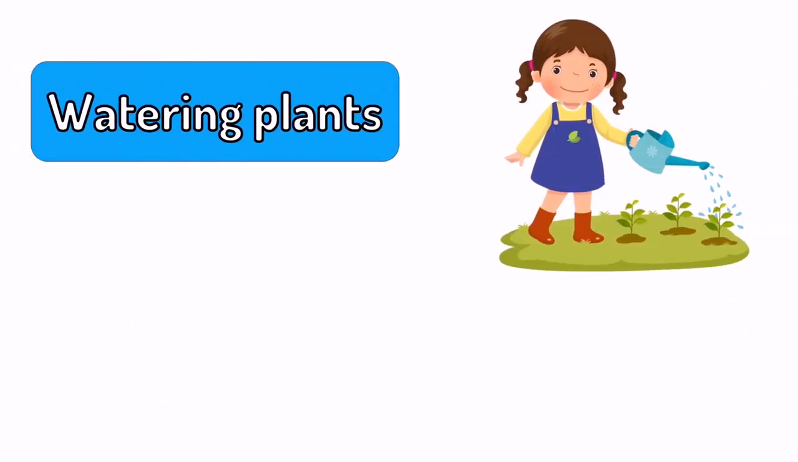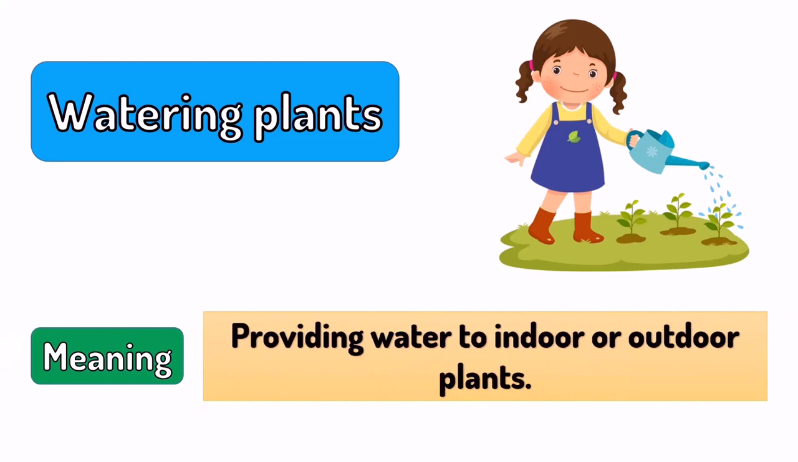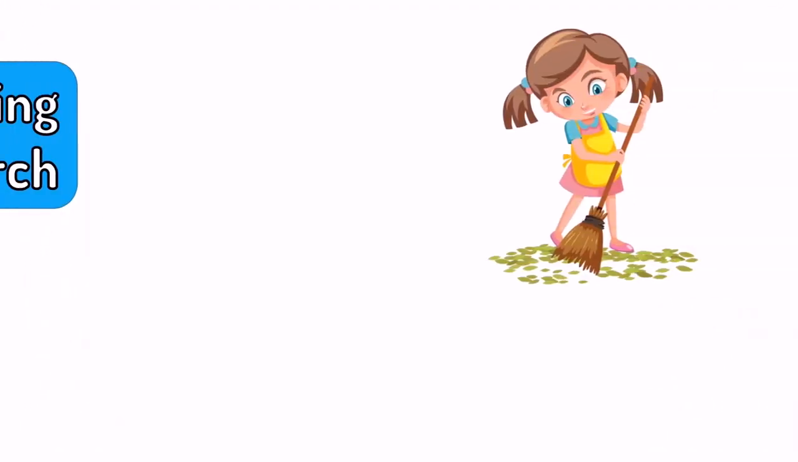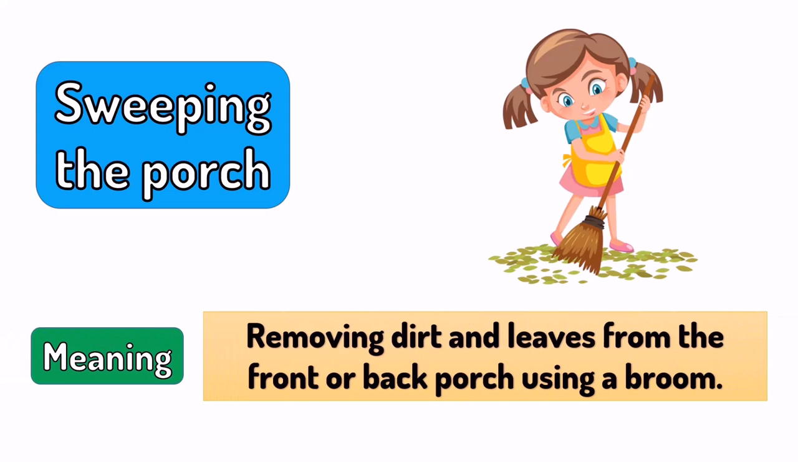Watering plants. Watering plants means providing water to indoor or outdoor plants. Sweeping the porch. Sweeping the porch means removing dirt and leaves from the front or back porch using a broom.